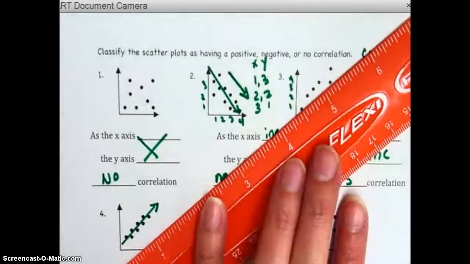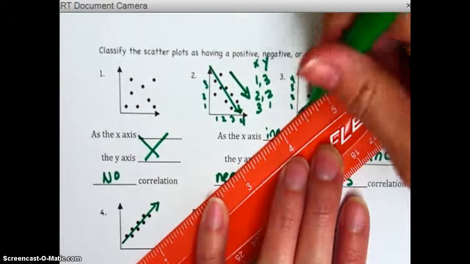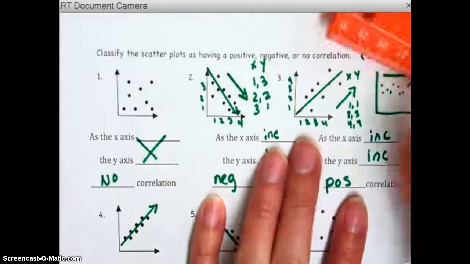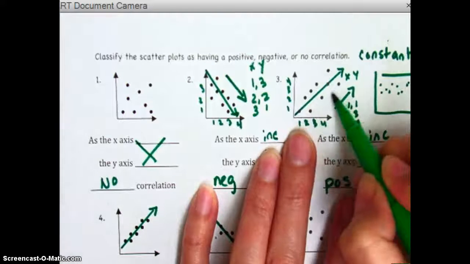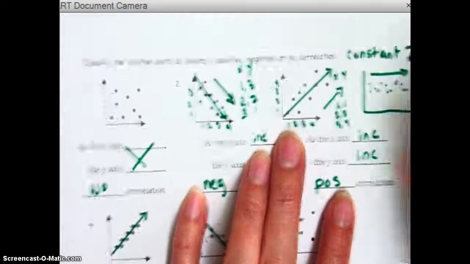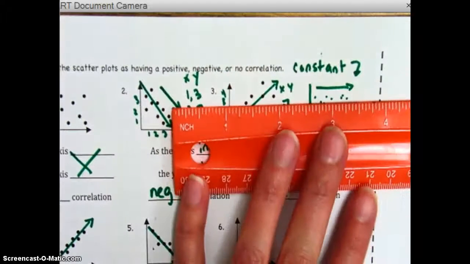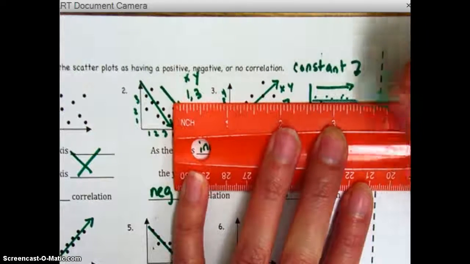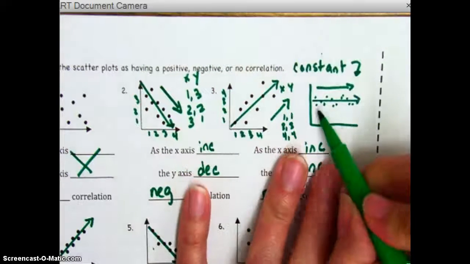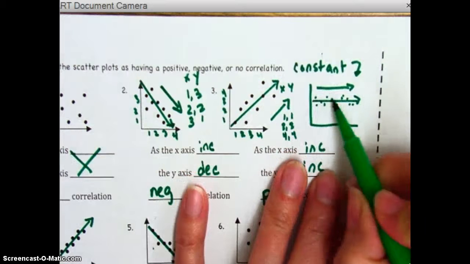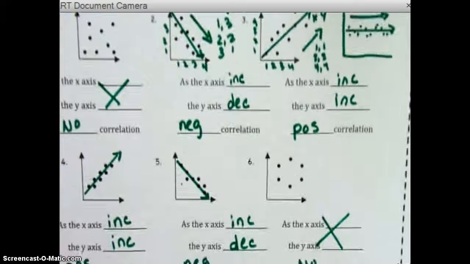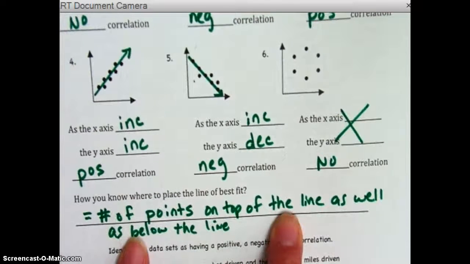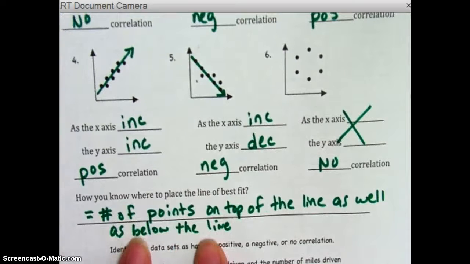This one, I can probably get these 2 points right on the line. And again, you don't have to have any points on the line. You just want to get it about equal. Here we have 4 points above and 3 points below. So that's about even. And then this one here, it would be right here in the middle, where we would have 1, 2, 3, 4, 5, 6 below it, 1, 2, 3, 4, 5, 6 above it, and then 1 on it. So the line of best fit is a line that you can draw through the points, where the number of points on the top of the line is about equal to the number of points below the line.